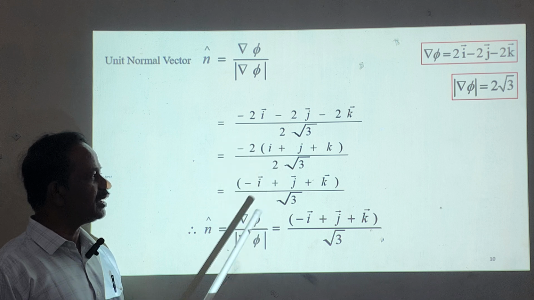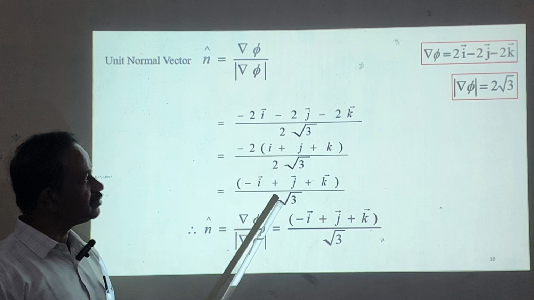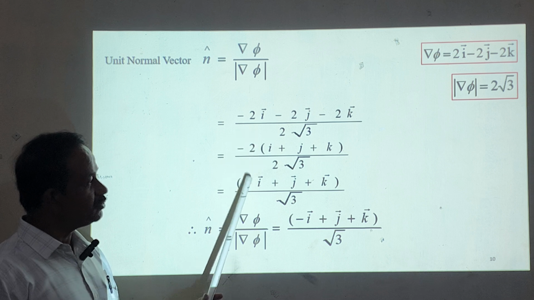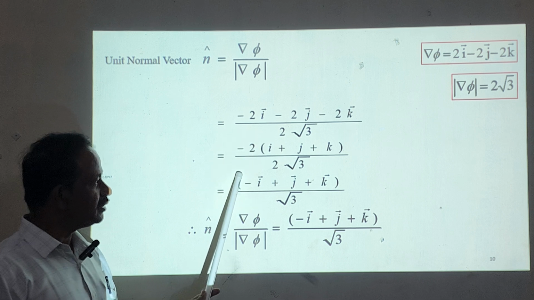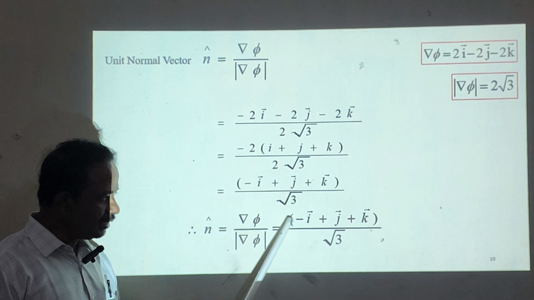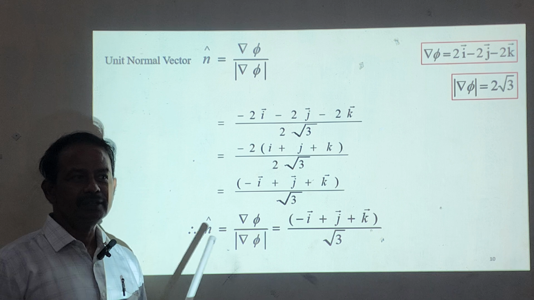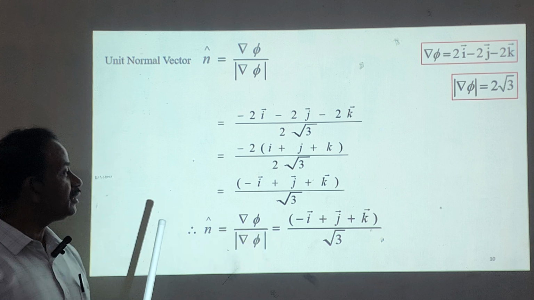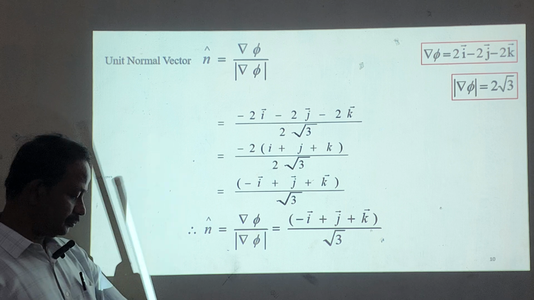These 2 and these 2 will get cancelled. This minus sign should be out. Okay, this is also wrong, correct? Minus sign should be out. So minus 1. So minus i plus j plus k. Here also it's wrong. Minus i plus j plus k divided by root 3 will be your unit normal to the surface. Any doubt? Simple one.